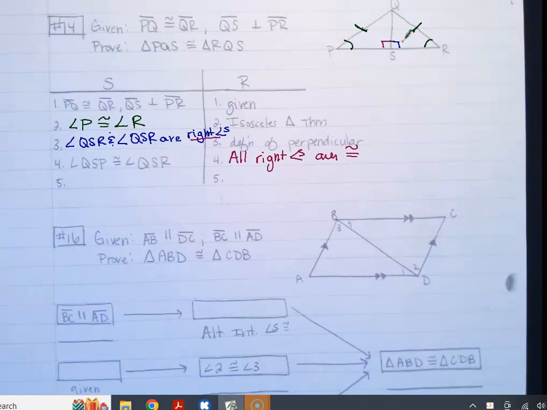Because it's not angle, side, angle, right? The side's not included. So do we have a theorem that we can use two angles and a side? Or it might say a side and two angles? It would be angle, angle, side, yes. So the angle, angle, side congruence says that triangle PQS is congruent to triangle RQS.